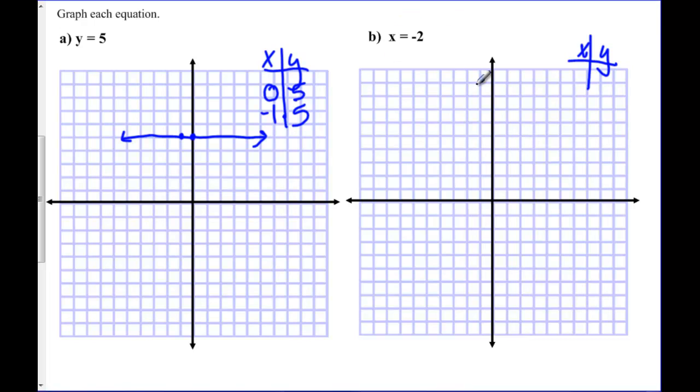Okay, so we have x is negative 2, so negative 2. Does not matter what y is. I'm going to pick 0 because I like it. So negative 2, and let's pick 3. So we got the point negative 2, 0. We got the point negative 2, 3. Oh, yep, there was my reminder. If it's x equals a number, it's going to be a vertical line and go up and down.